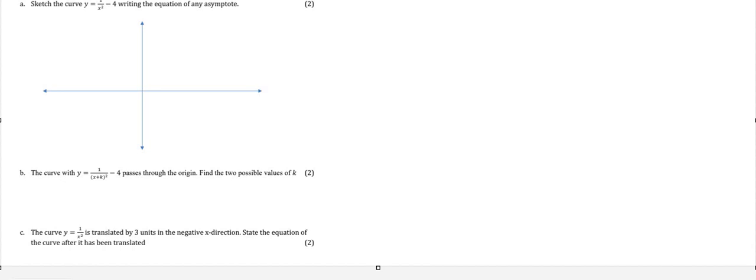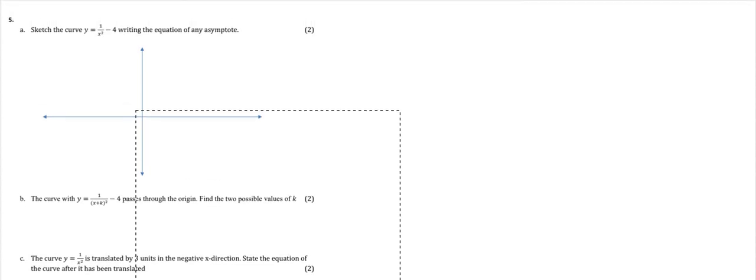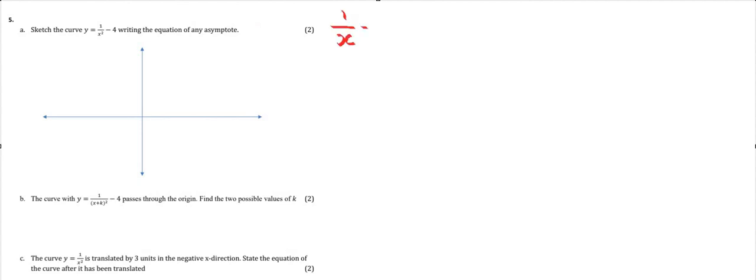Okay, so this is a graphing question about reciprocals. We've got to sketch the graph of y equals 1 over x squared minus 4. So what have we got? We've got two different things. Instead of our usual 1 over x, now we've got 1 over x squared. So what difference does that make?